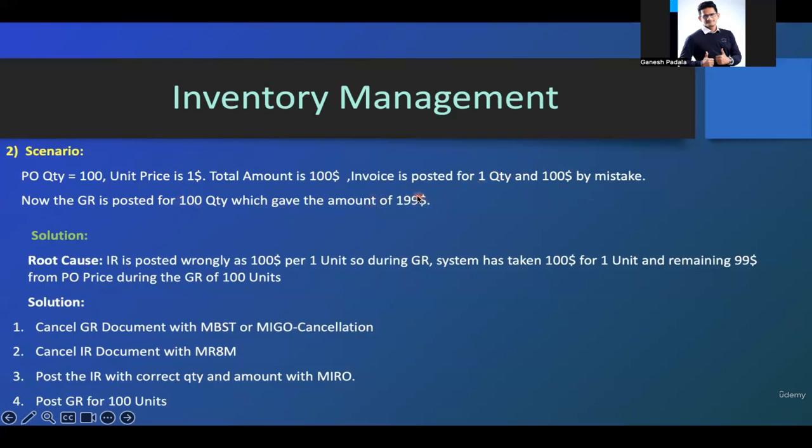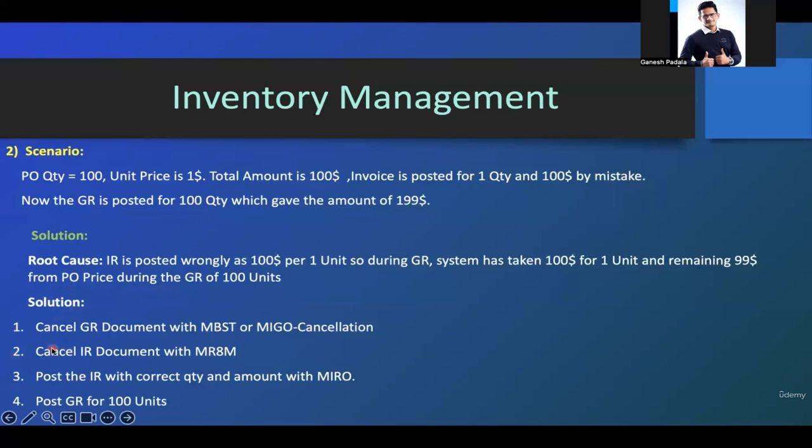Now the complete mess-up has happened. So how do we fix it? The root cause is that the IR was posted wrongly as $100 per one unit. If they had given 100 quantity, $100, we couldn't have discussed this issue today. So during GR, the system took $100 for one unit and the remaining $99 from the PO price. Now let us focus on the solution.